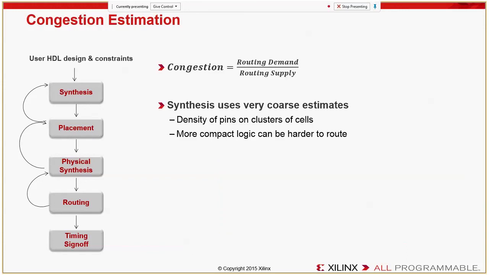Next, we move to congestion. So congestion basically is a way to estimate whether a design can be easily routed or not. Very simply put, congestion is really a ratio of the demand for routing resources divided by the supply of the routing resources. So synthesis typically uses very, very coarse estimates for congestion because it's very dependent on placement information. So the kind of estimates used in synthesis would be the density of pins on clusters of cells.